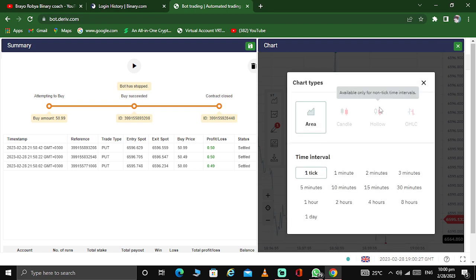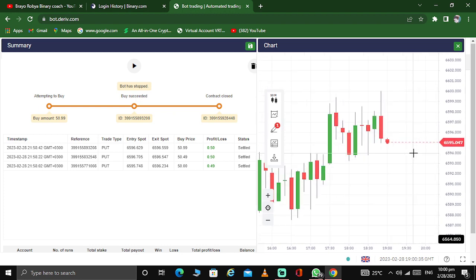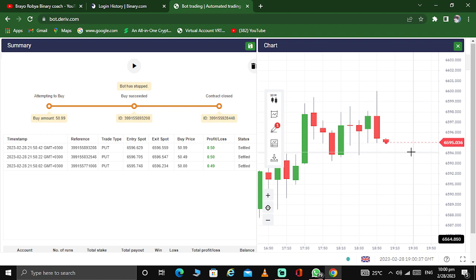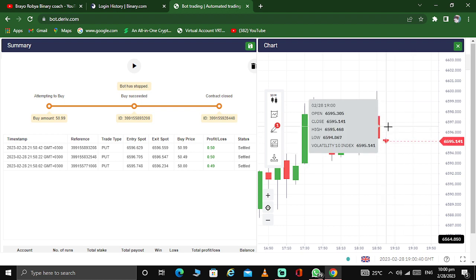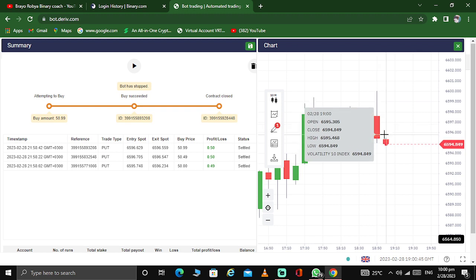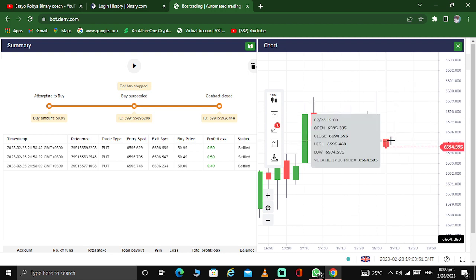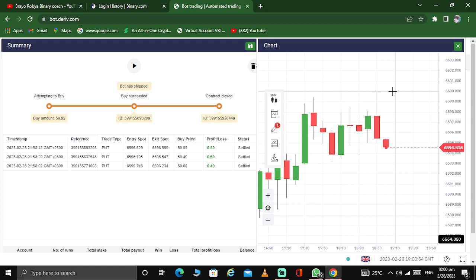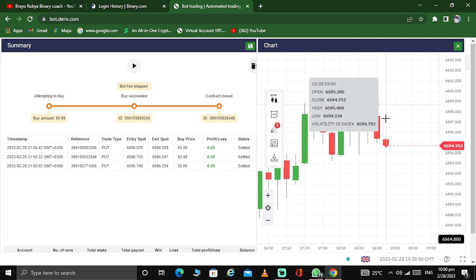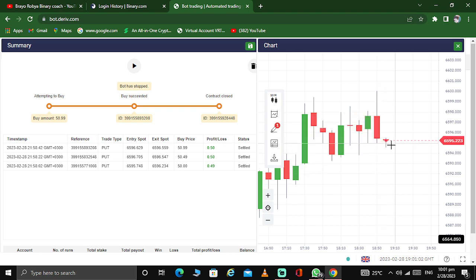You can come here and change it to a 10-minute candle and just note the movement, how it is moving. This is a 10-minute candle, and the graph is bearish. We are trading on the up-down lower strategy. Lower doesn't mean that when the graph is heading downwards, you make a loss.